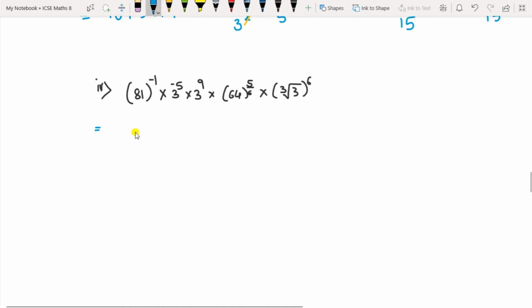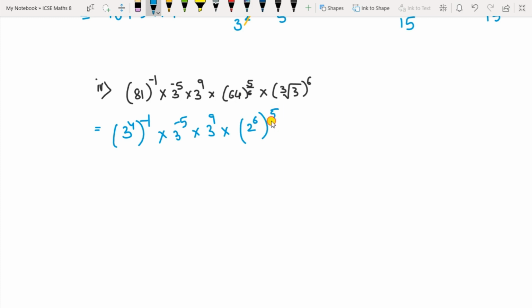Okay, 81. 81 means 3 raised to 4 raised to minus 1 into 3 raised to minus 5 into 3 raised to 9 into, this is 5 by 6 plus 64, split 64 to the power 6, that becomes 2 raised to 6 raised to 5 by 6, and this will be 3 raised to, this is cube root, so 1 upon 3 raised to 6. So now this becomes 3 raised to minus 4 into 3 raised to minus 5 into 3 raised to 9.